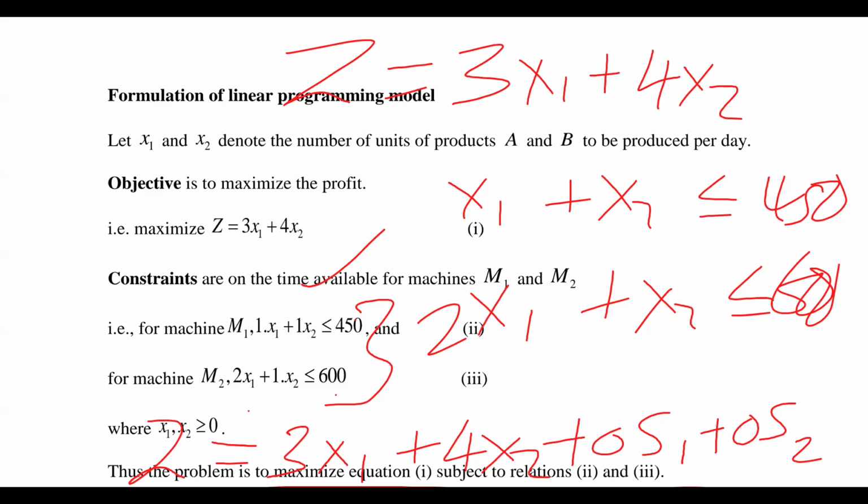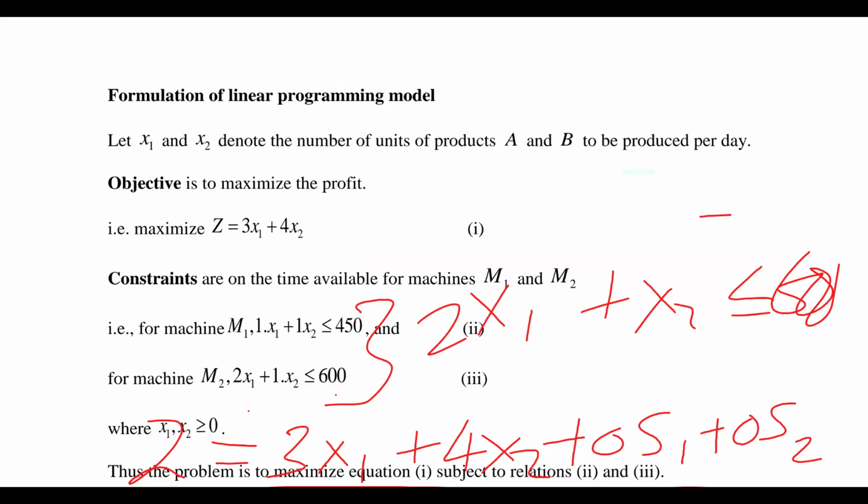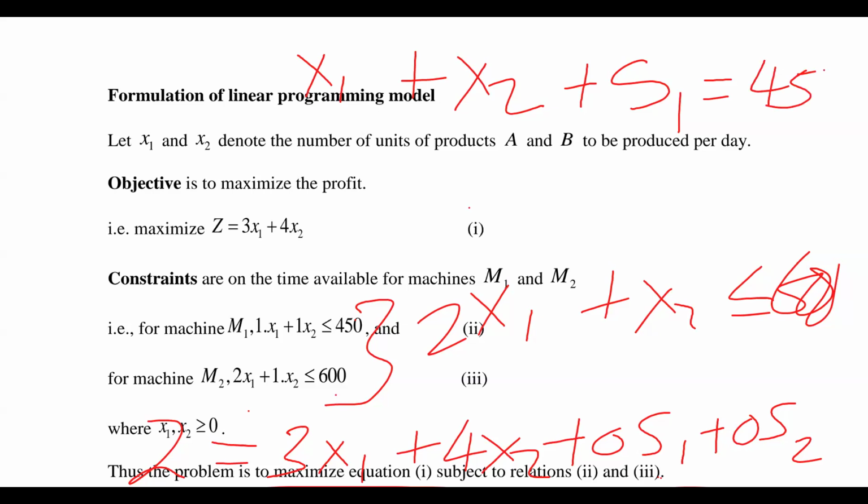Is that clear? Yes, sir. Now, even the constraints themselves will have to be written in standard form. So the first one will be x1 plus x2, then add the slack variable, plus s1, for the first constraint, equal to, now you convert the sign to equal to 450, not less or equal. When you add the slack variable, it becomes equal.